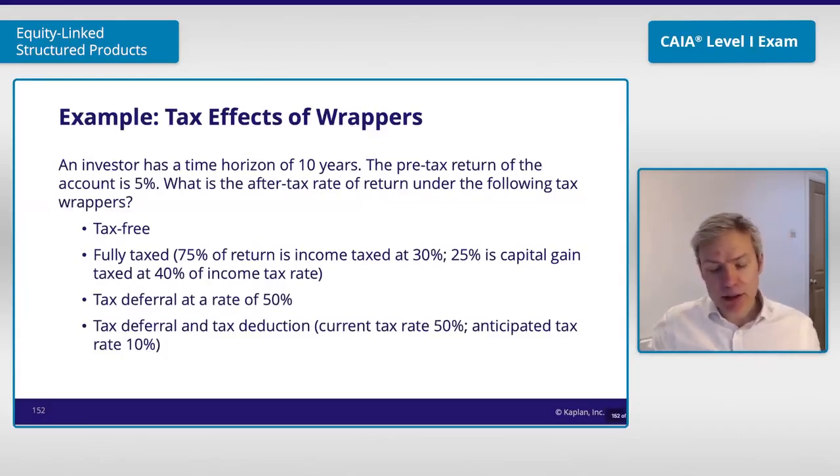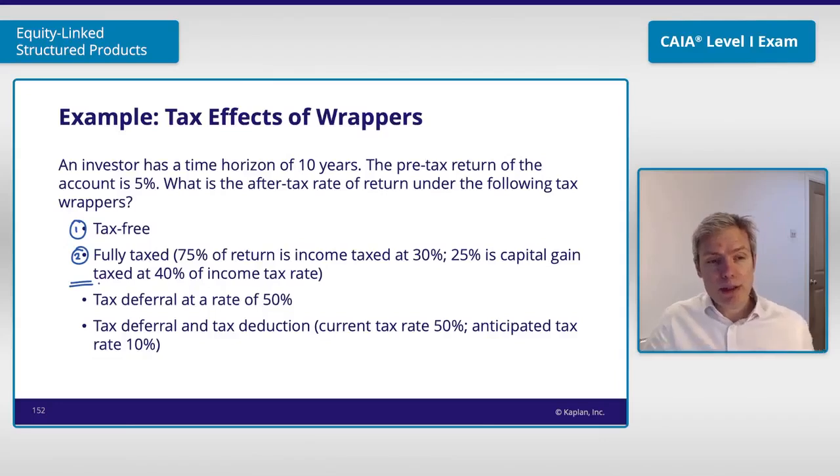So one of the major kind of wrappers that you could put around a structured product, or one of the reasons for structuring a product, might be to change the tax status of the cash flows, change it from income which is taxed periodically to capital gains which can be deferred, for example. So we do need to know about the different tax effects of different types of wrappers. There's 4 here. A structure, a product, could be tax-free, could be fully taxed. Those two are relatively trivial.